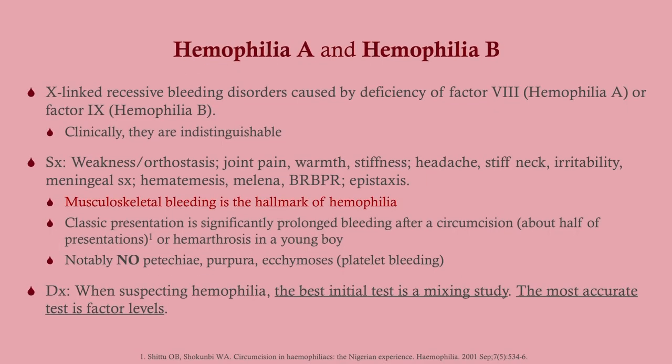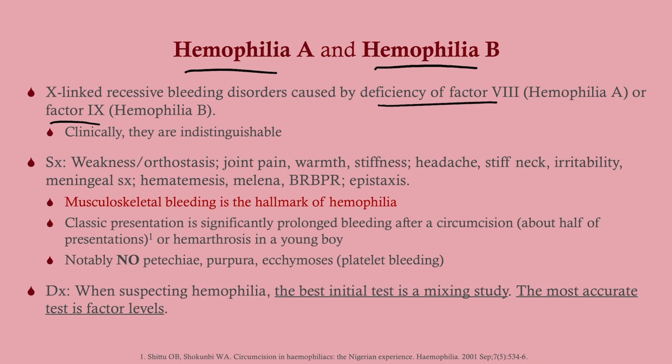Okay, so hemophilia A and hemophilia B. Yes, there is a hemophilia C. It's a lot less common, much less commonly tested. You can go look it up if you want, but I'm just going to talk about these two here. Now, both of these are X-linked recessive, so they will tend to be in young boys. They are caused by a deficiency of factor VIII, which is hemophilia A, or a deficiency in factor IX, which is hemophilia B. They are clinically indistinguishable, so you have to do labs in order to know whether it's A or B.